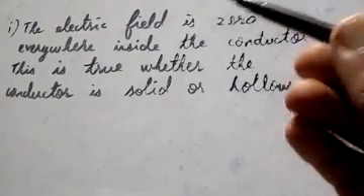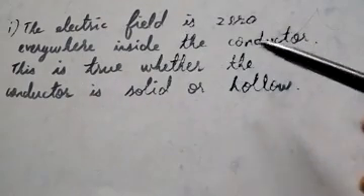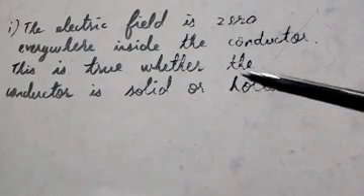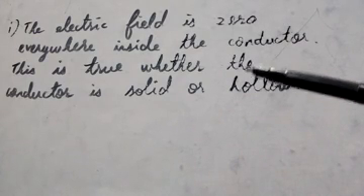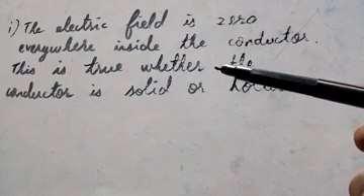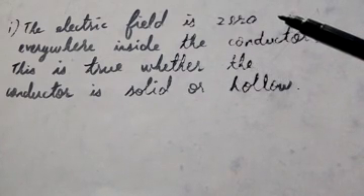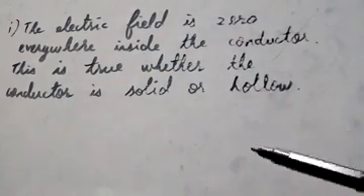Now let's go to the first property. The electric field is zero everywhere inside the conductor. This is true whether the conductor is solid or hollow. So if you take a conductor, inside that the electric field is zero. Whether we have a solid conductor or a hollow conductor. Solid means a full wire, which is fully there, or hollow means it's like, for example, a hollow sphere or a pipe. So let's see an example.